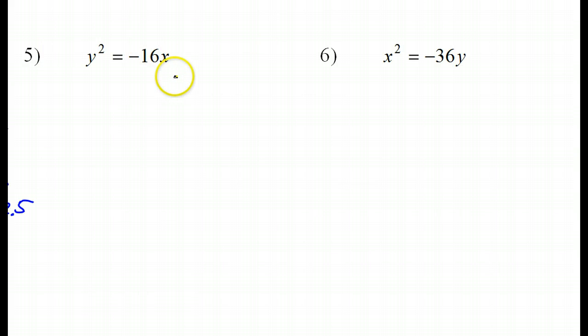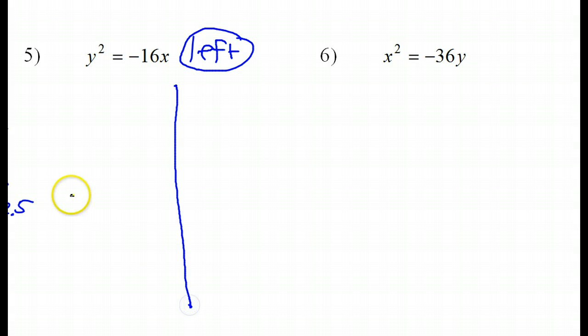Alright, let's look at number 5. First you have to ask yourself, is this one going to be right side up or kind of sideways? Alright, well, ignoring the negative 16 for a second, you see this is like having x equals y squared. That's totally weird, alright? We're used to having y equals x squared, so we have the wrong variable squared. So we know this is going to be one of those sideways ones. And because it's negative, that means it will be to the left. Okay, so that's crucial.